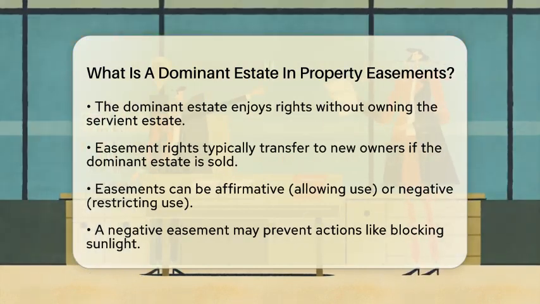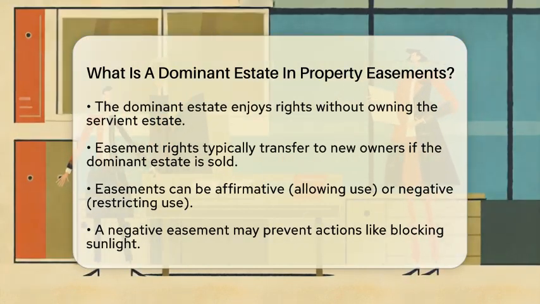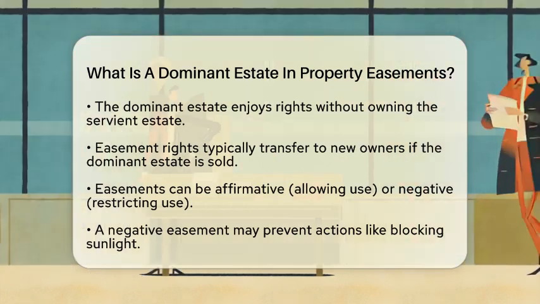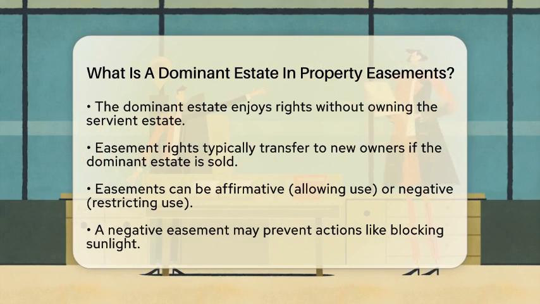For example, think about a driveway easement. The dominant estate may have the right to cross the servient estate's land to reach a public road. Utility easements are another common example, allowing for the installation of power lines or sewer connections.